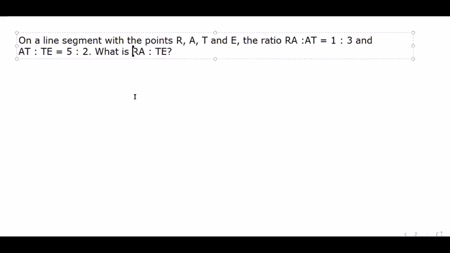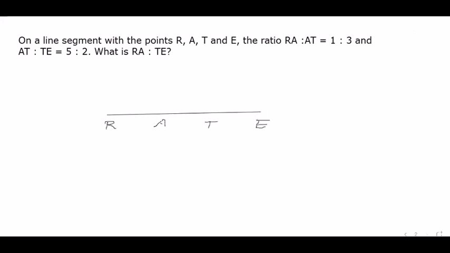On a line segment with points R, A, T, and E, so you have a line segment somewhere, right? And you got points R, A, T, and E. I presume it's in that order, well, hopefully. So R, A, T, E are points on the line segment.